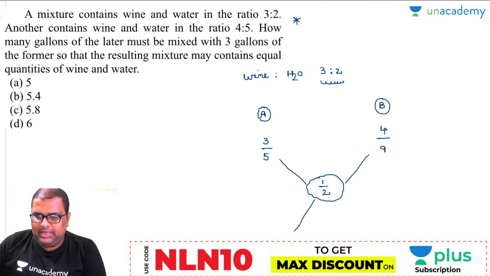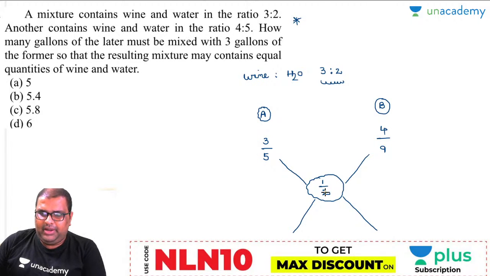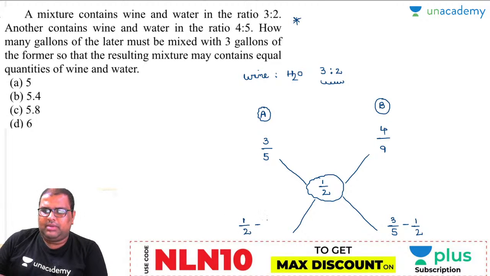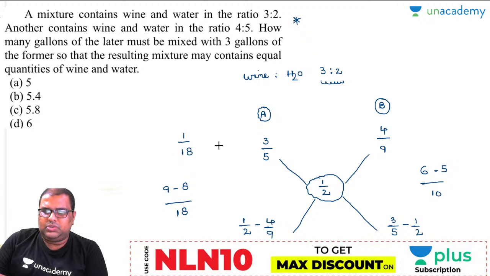Yes, very good. So by alligation rule, can I do like this? 3 by 5 is nothing but 0.6, and this is 0.5. 0.6 is higher. So 3 by 5 minus 1 by 2. Now here automatically 1 by 2 will be higher, minus 4 by 9. See here, 2 nines are 18, so 9 minus 8. Now 5 twos are 10. Sorry, I wrote it down like this. So at last, finally, this will be 1 by 18 is to 1 by 10.